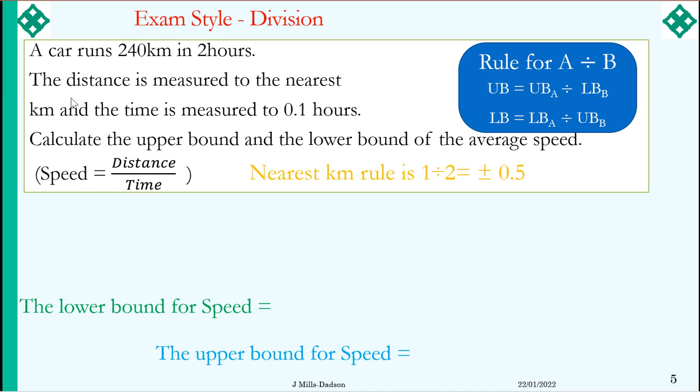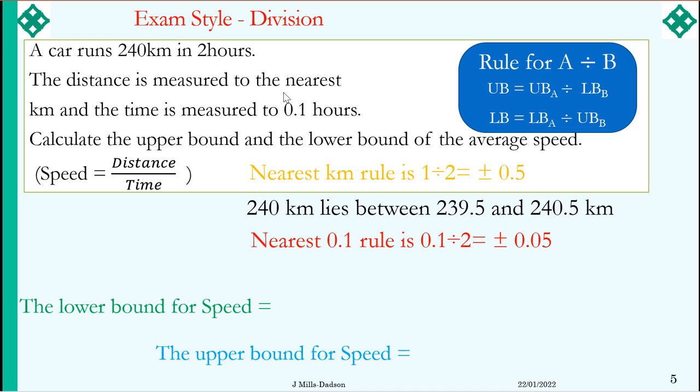Distance divided by time. Now let's check the rules. Nearest kilometer means nearest 1 unit, so it's 1 divided by 2, so it's plus or minus 0.5 for the distance. So you know 240 kilometers will lie between 239.5 and 240.5 kilometers. So this is the lower bound of the distance, upper bound of the distance.